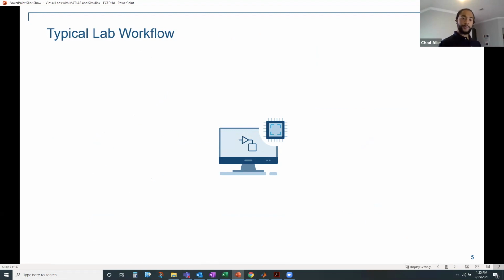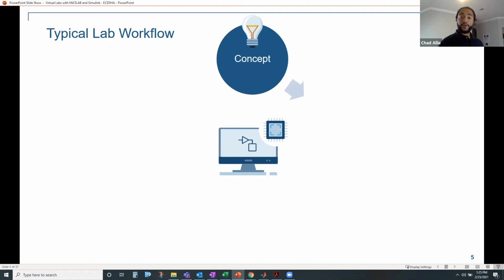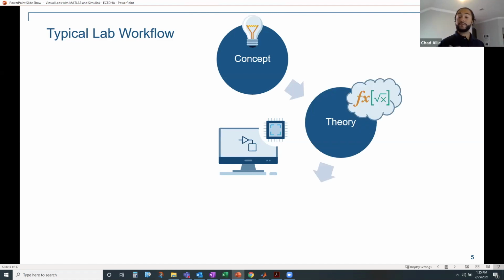This is the workflow we're going to be working with today, and how we're going to frame a lot more of this topic. Typically, if we start off in a course, let's say electromagnetism, we're going to start with some concept or idea about what this means for students when we're teaching them. And then we want to move into the next step of theory.